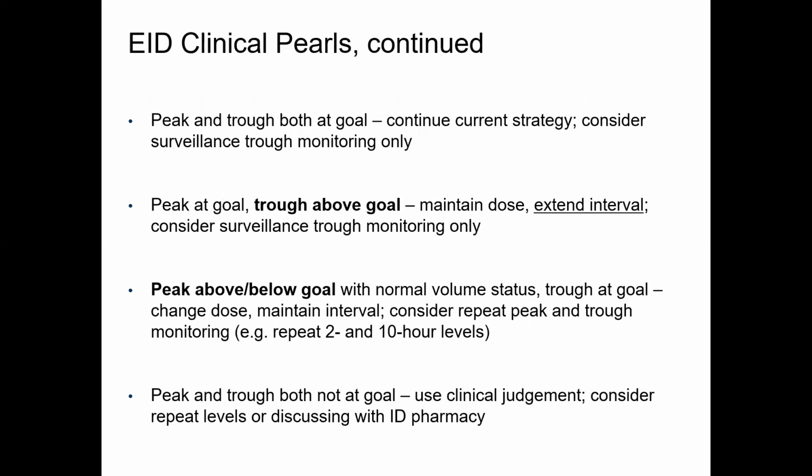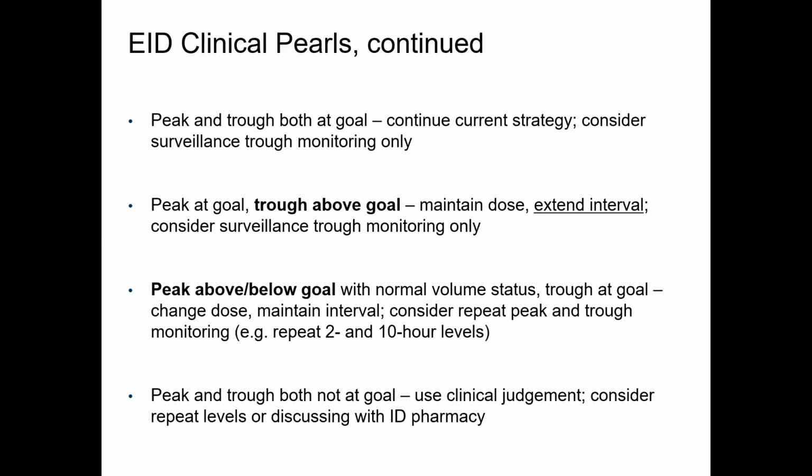So these are just some really helpful pearls to review when you're making recommendations. So we'll just discuss them quickly. If your peak and trough are both at goal, you've done it, and you can continue your current dosing strategy, and we can move, like I mentioned previously, to surveillance trough monitoring only on some interval that makes sense for that patient, usually somewhere between every 2 to 5 days.